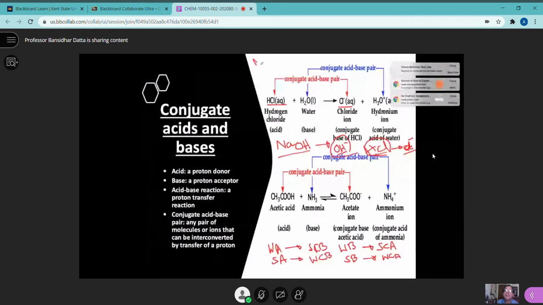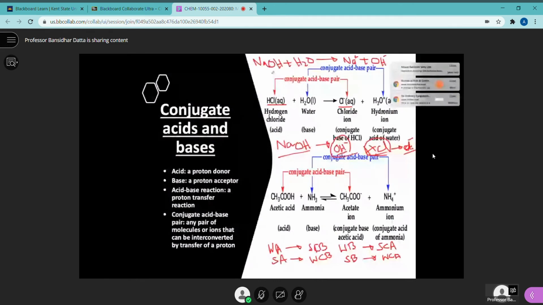Okay, NaOH plus H2O. Now you can make this one Na+ aqueous plus OH- aqueous. These are aqueous solutions, of course. So in principle, if you do the dissociation, this is a strong base, of course.